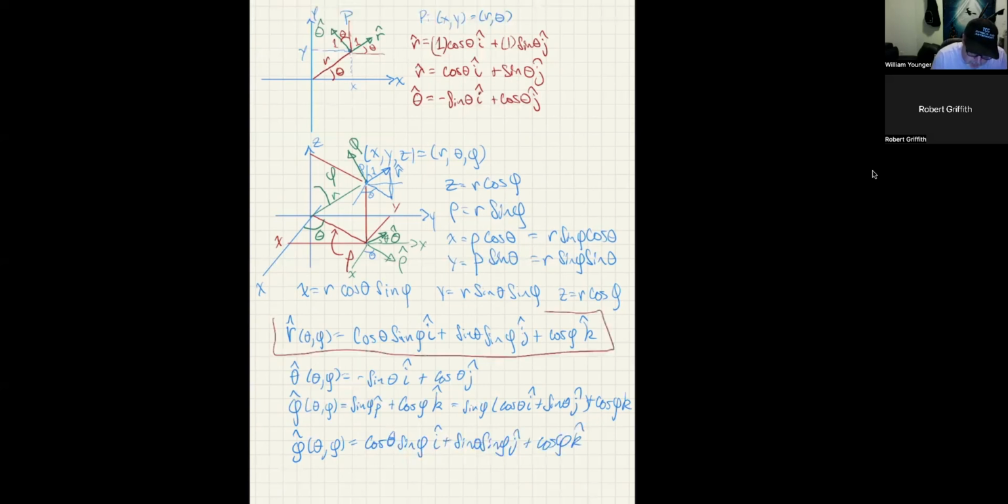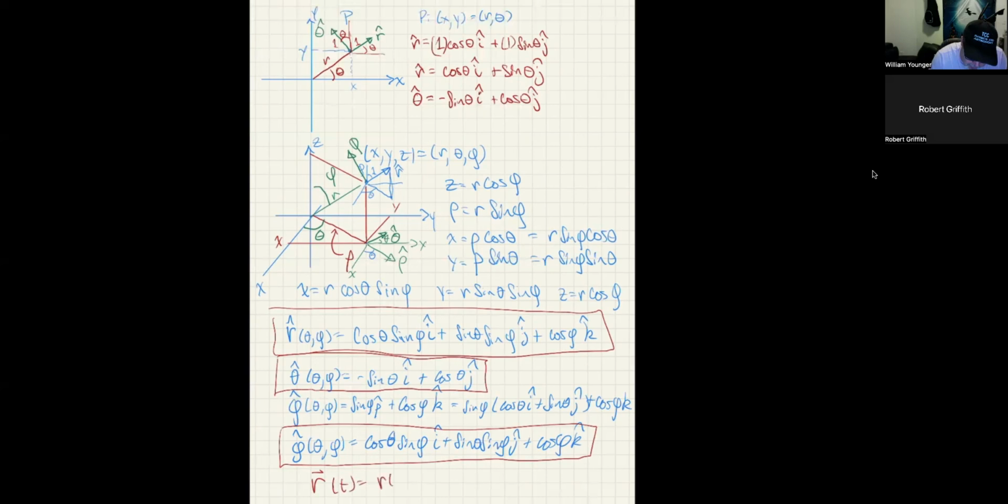So if you want to write a position vector in spherical coordinates, all you really have to do is write that r as a function of time is equal to r, the distance as a function of time, times r hat as a function of theta and phi. That's the whole thing.